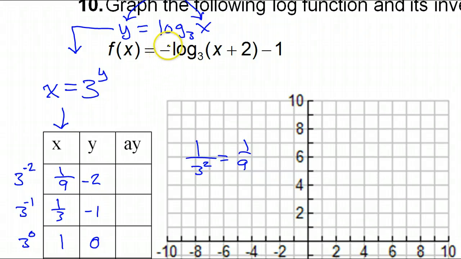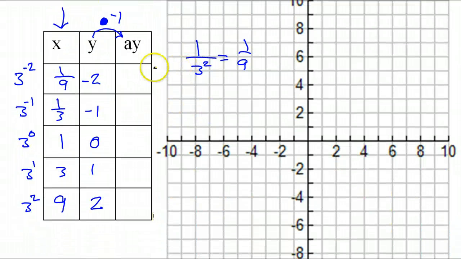This negative sign right here counts like a -1. So we will have an a value. So as we go from y to a times y, that means we're multiplying all of these y values times -1 because of this coefficient. So multiplying everything by -1 is really just going to change the signs. So this will become +2, +1, 0, -1, -2.